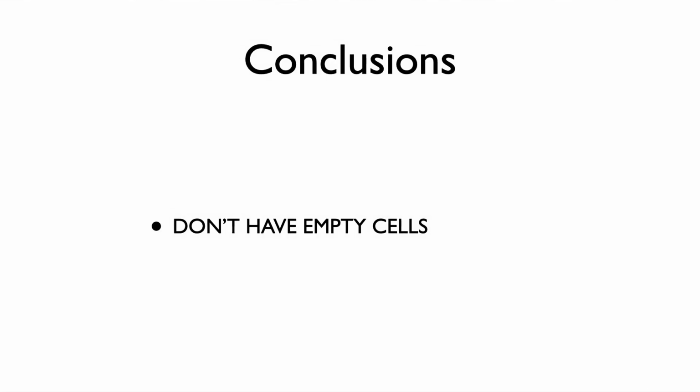So don't have empty cells. You can have unbalanced designs, they're okay. It's better if you don't, but our software takes care of it because it uses type 3 sums of squares, and we're fine. But just don't have empty cells. If you have empty cells, go get more data. That's the solution. That's actually the better solution: just go get more data.